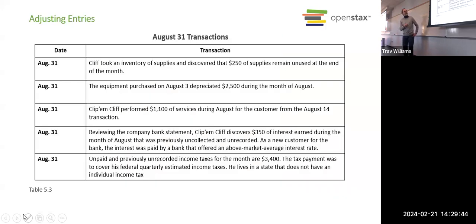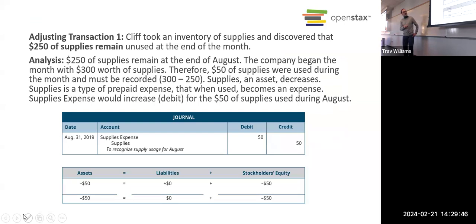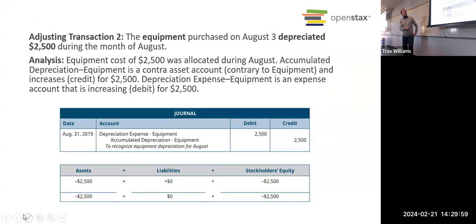Then we have to make some adjustments, step 5. So here are the adjustments. We find out we've used some of our supplies. We debit supplies expense, which reduces equity, and we reduce our supplies, which lowers our assets. Let's see, depreciation. On our long-term assets, we need to take depreciation. So that is an expense, again, reducing equity.